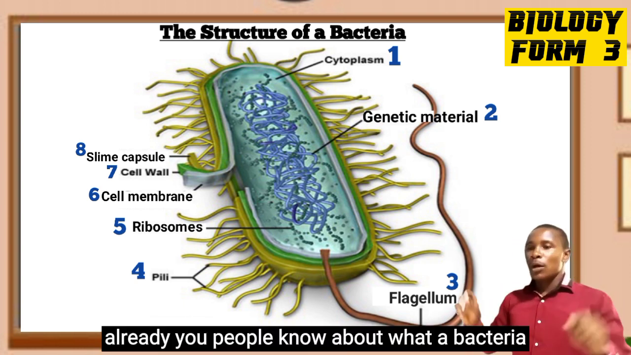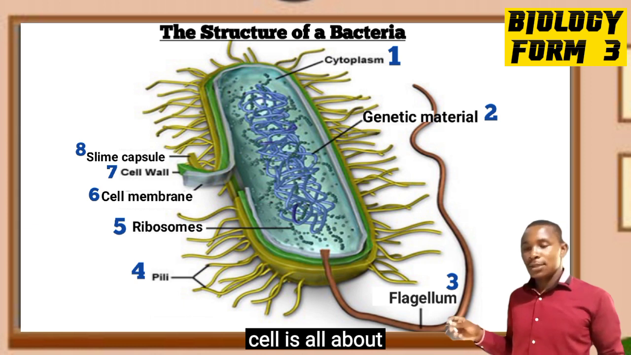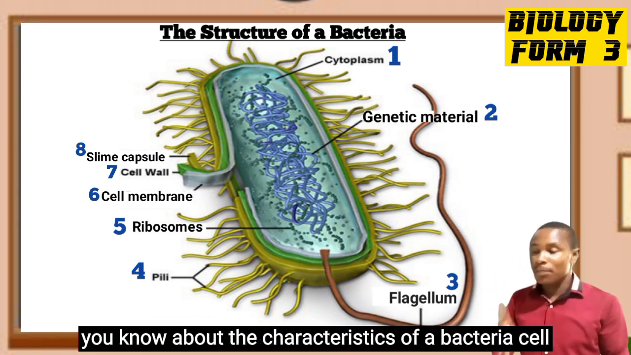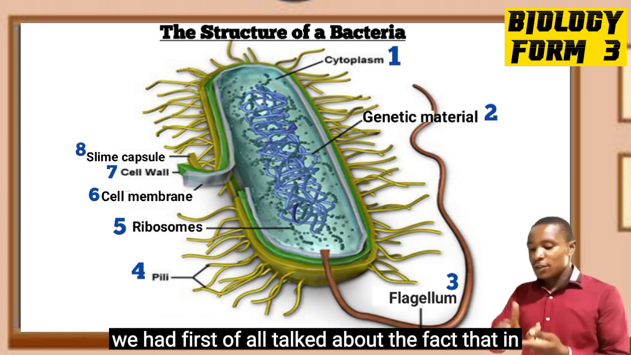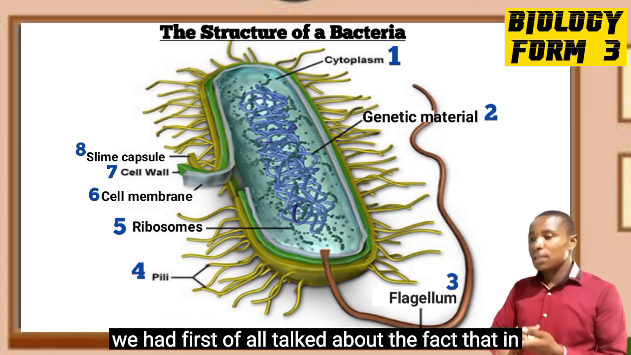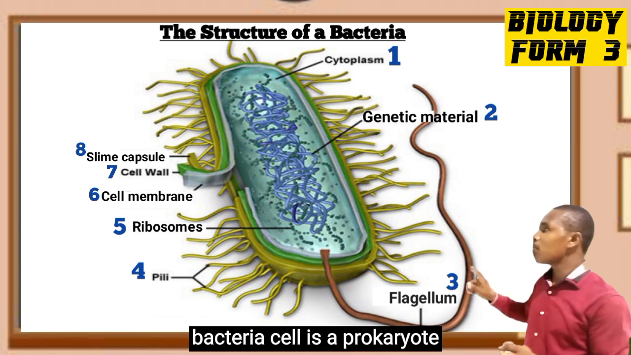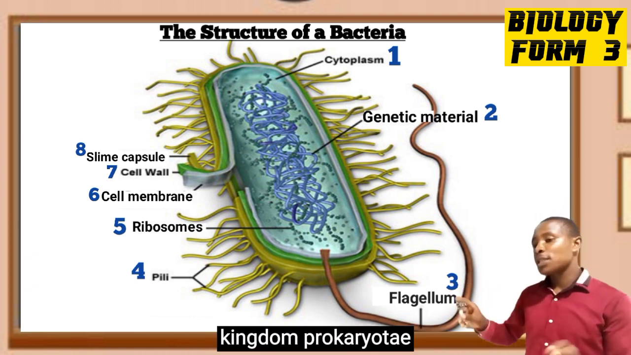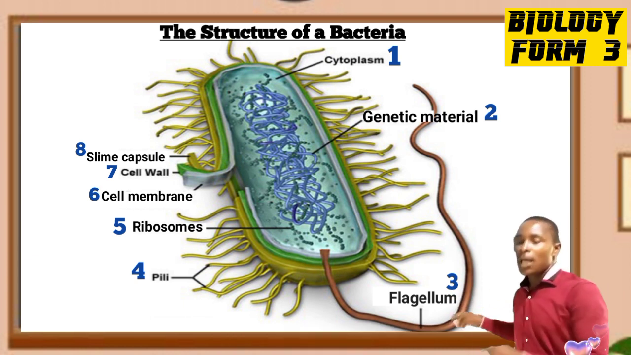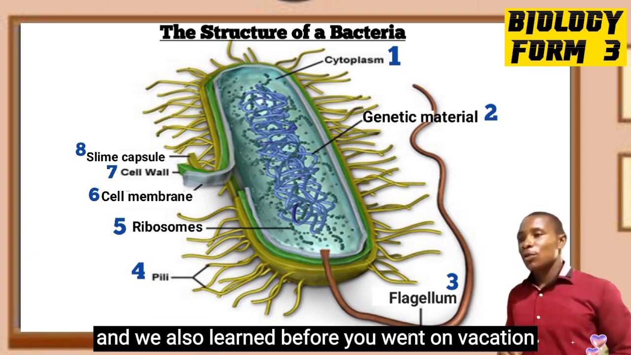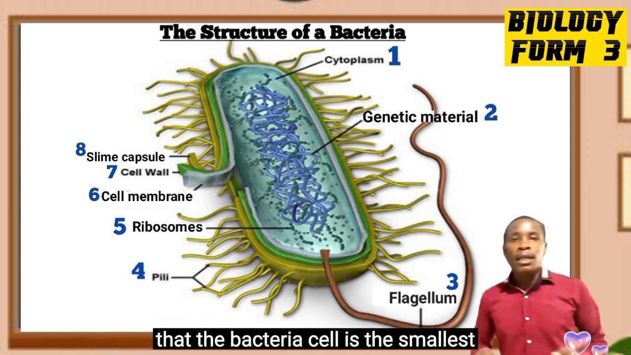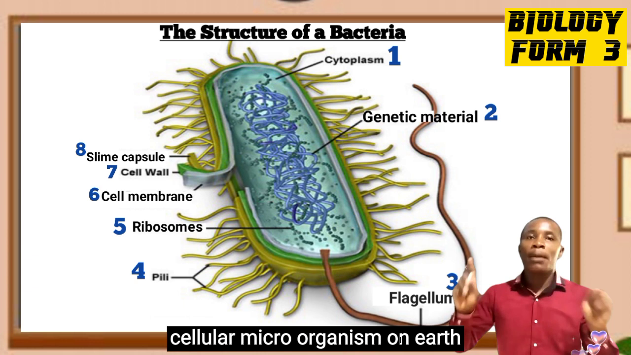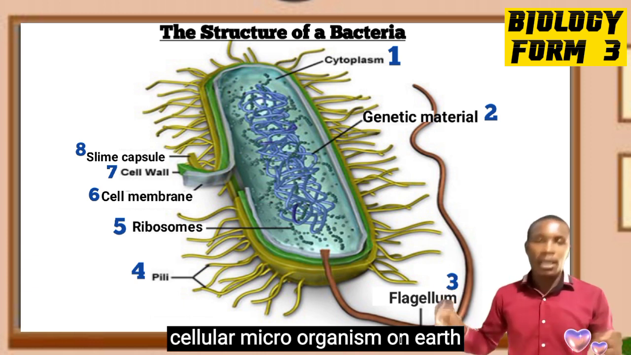Already, you people know about what a bacterial cell is all about. You know about the characteristics of a bacterial cell. We had first of all talked about the fact that a bacterial cell is a prokaryote. That is why it falls under the kingdom prokaryote. And we also learned before you went on vacation that the bacterial cell is the smallest cellular microorganism on earth.